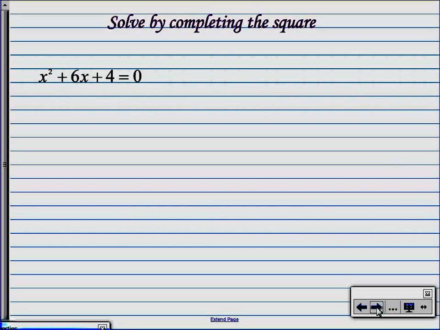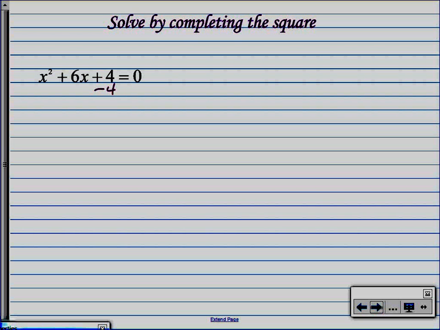So they want me to solve it by completing the square. Okay, now we're going to solve it by completing the square. It is a perfect square on both ends, right? x squared and 4, both perfect squares. What happens if I factor it out? Will I get 6x? No, because 2 times 2 is 4, and I'd need a 4 in the middle. So that doesn't work, right?